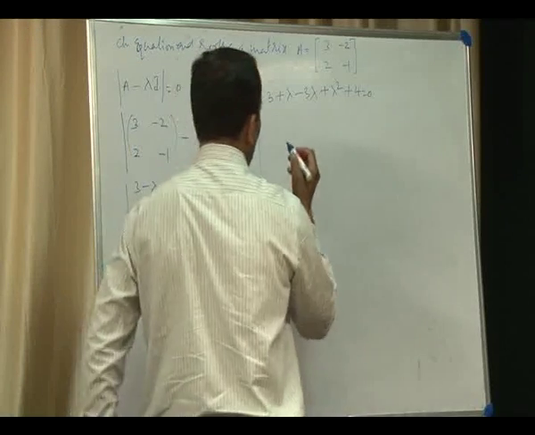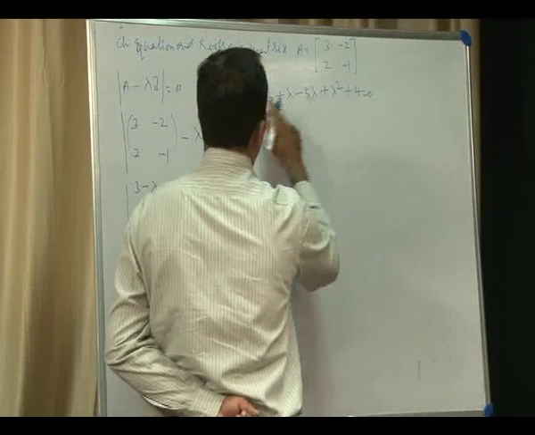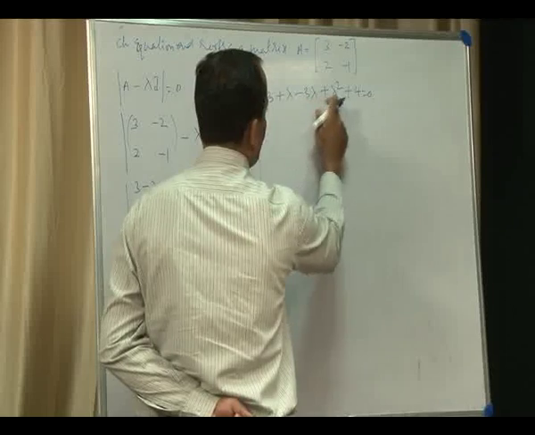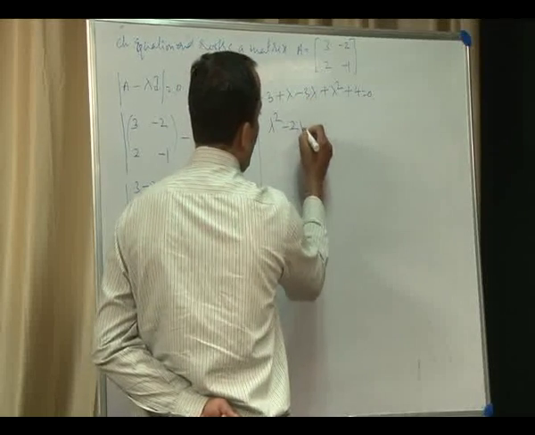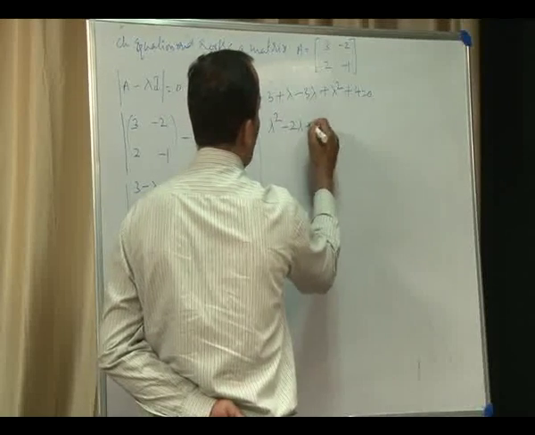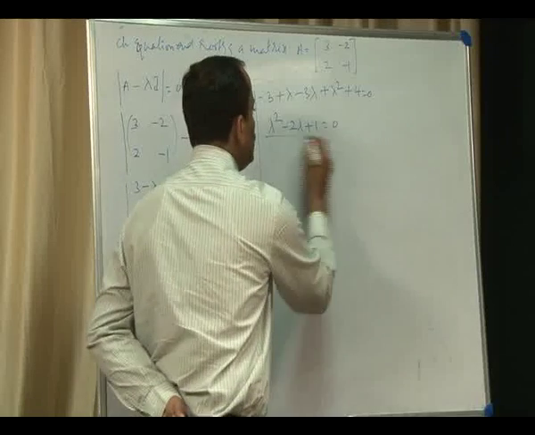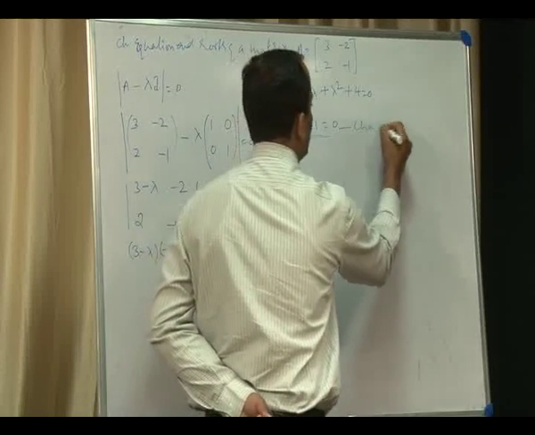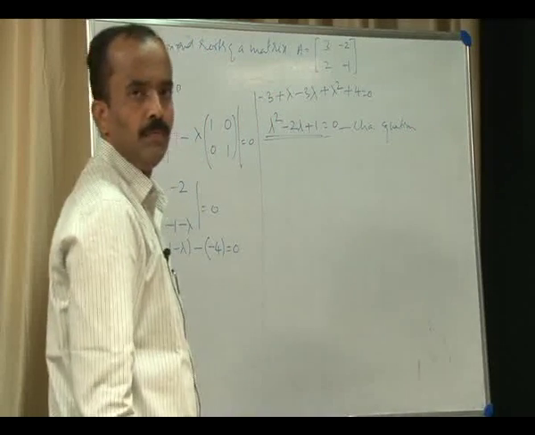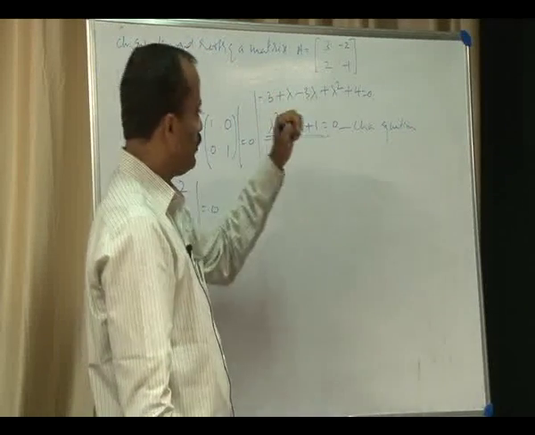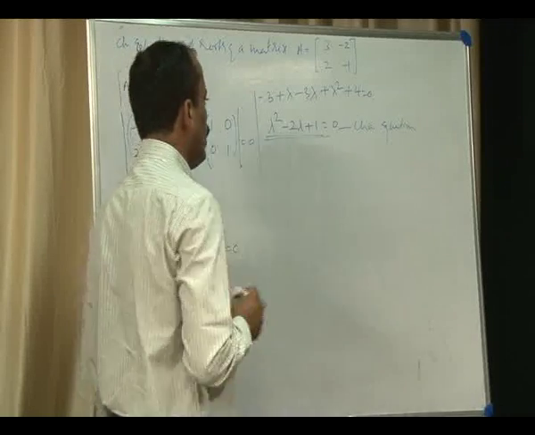Now simplify: minus 3 plus 4 is 1. First write lambda square, lambda minus 3 lambda is minus 2 lambda, plus 1 is equal to 0. Now, this equation is called the characteristic equation. You can solve or factorize this equation, and finally we get the values of lambda.